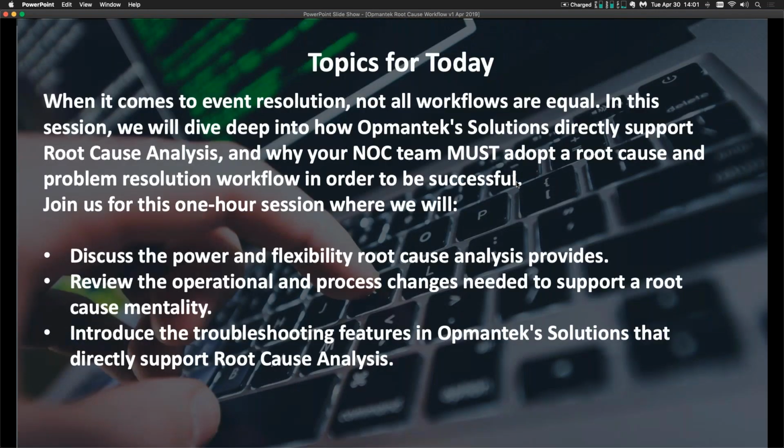Today we're really going to focus in on three kind of straightforward concepts when it comes to root cause analysis. First, we're going to talk about the power and flexibility of root cause analysis, or RCA. We're also going to touch on the operational and process changes that are needed, both mentally and physically, literally the things you need to do or the things you need to have to be able to support a RCA mentality. And then we're going to touch, just very lightly, on the different troubleshooting features built into Opmantek's network monitoring solutions that can directly support root cause analysis.